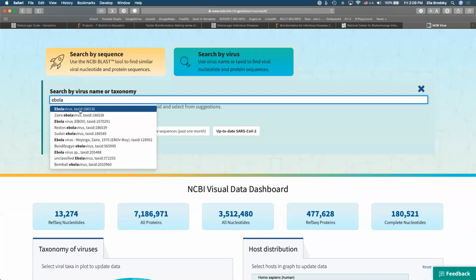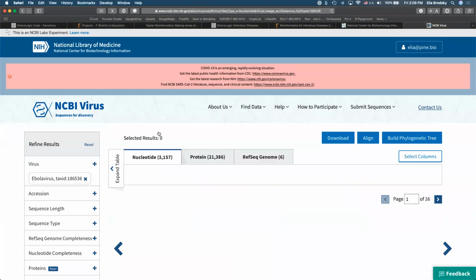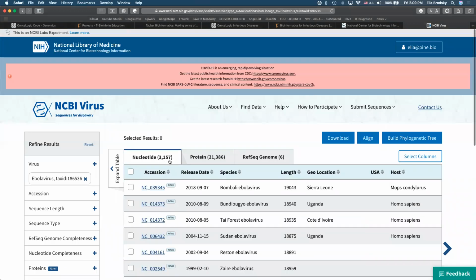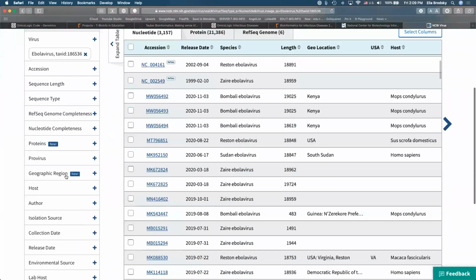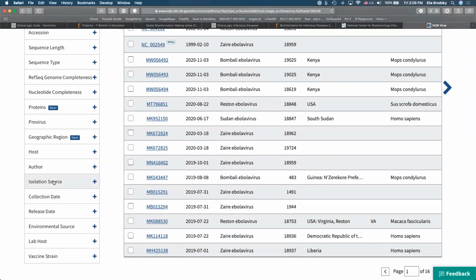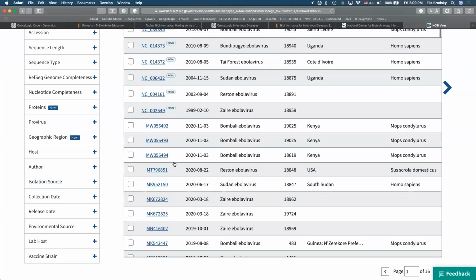You can see that the Ebola virus appears right here, and I can access over 3,000 sequences from Ebola virus. You can see that they come from different locations, different sources, and at different time frames. So I can really start designing my questions around the data sets that are available right here.